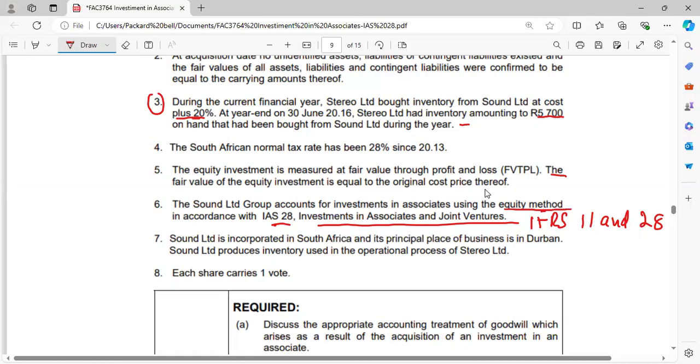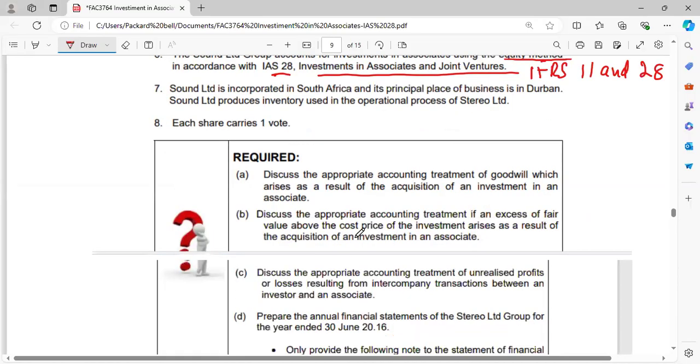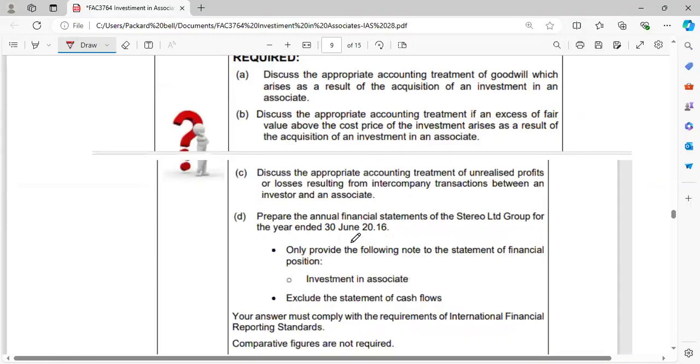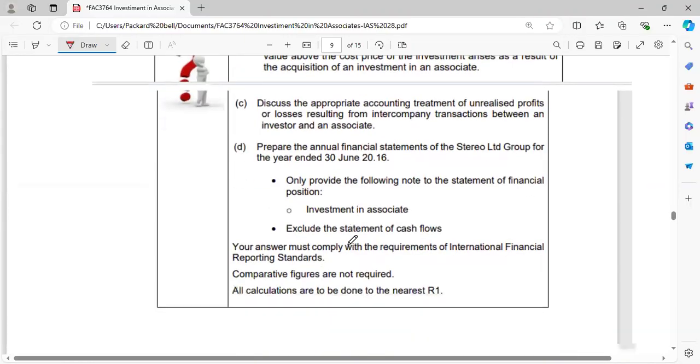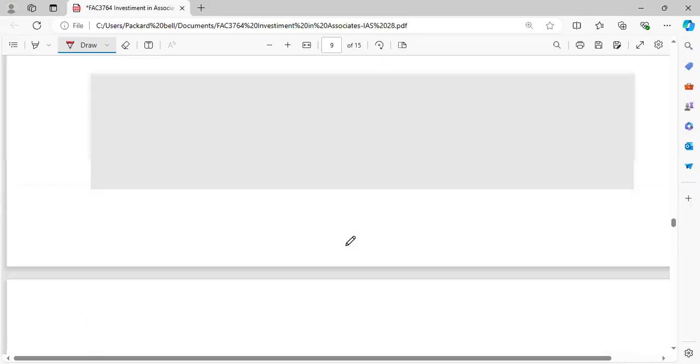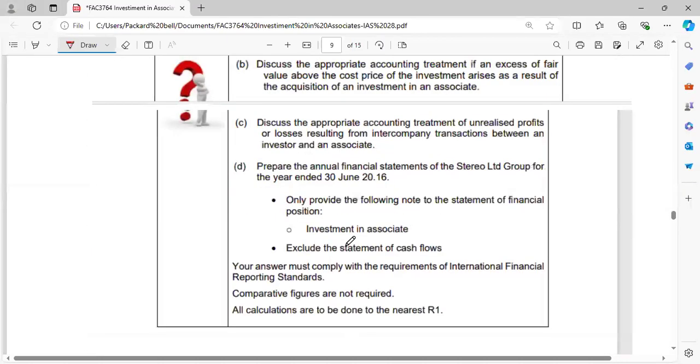Each share carries one vote. I think there are theory questions, but we will not have time for the theory questions. I want us to see the calculations. Where are the calculations? Right, let's do D. Because of time, we should prepare the annual financial statements of the Stereo Limited Group for the year ended 30 June 2016.